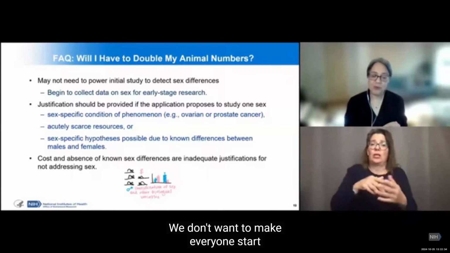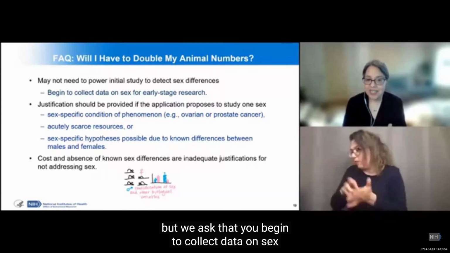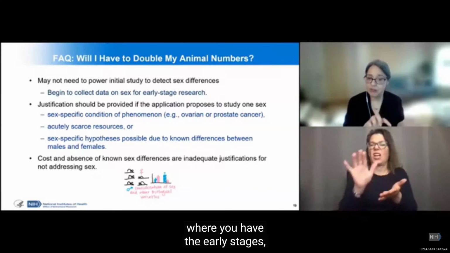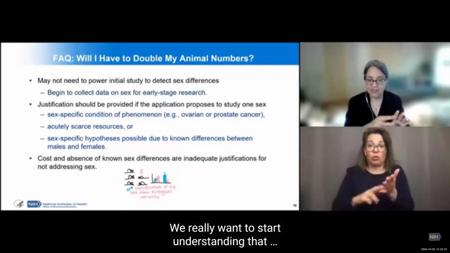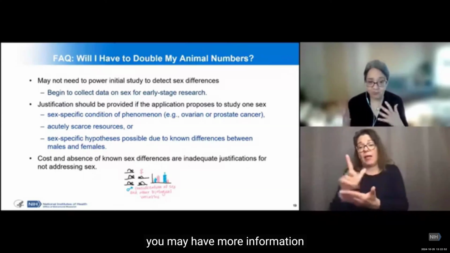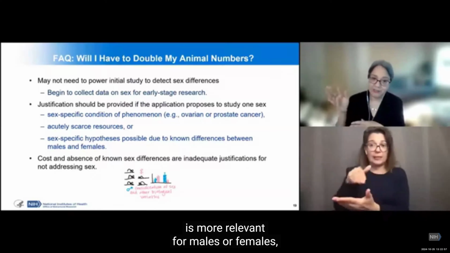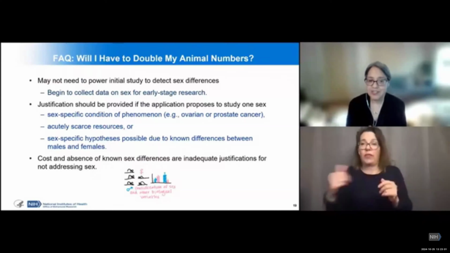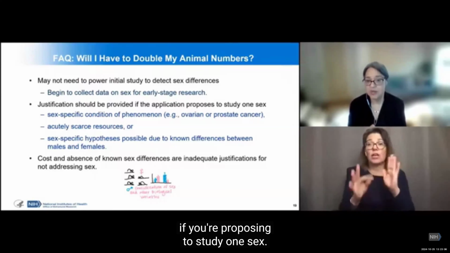Because we don't want everyone to become a sex difference researcher, but we ask you to begin to collect data on sex for early stage research. So again, we think of research as a continuum where we have the early stages and then go into later stages. We really want to start understanding the differences between males and females early on, and by the time you reach the late stage, you may have more information about whether what you're studying is more relevant for males or females, and then you make the decision to study only one or the other. So again, the justification should be provided in the application if you're proposing to study one sex.